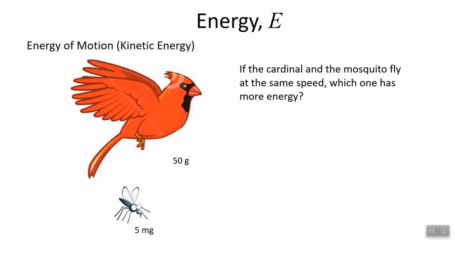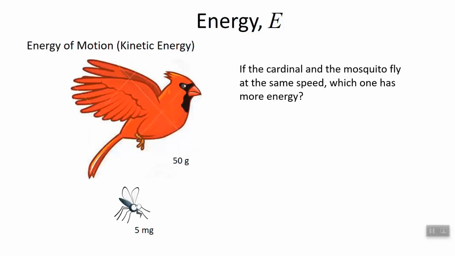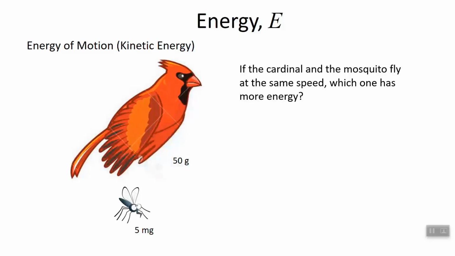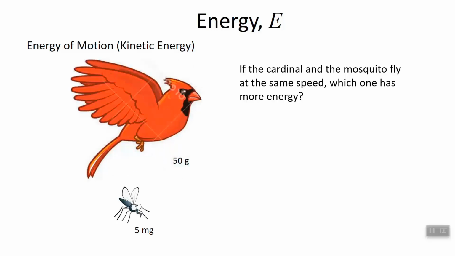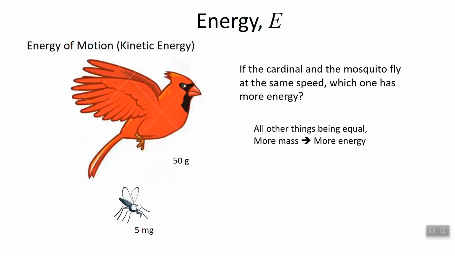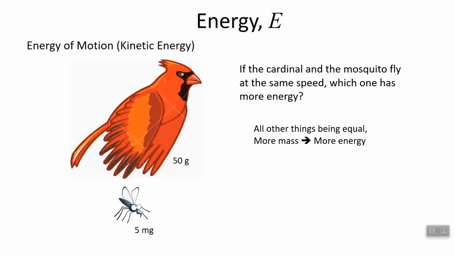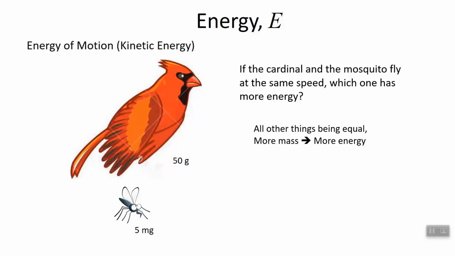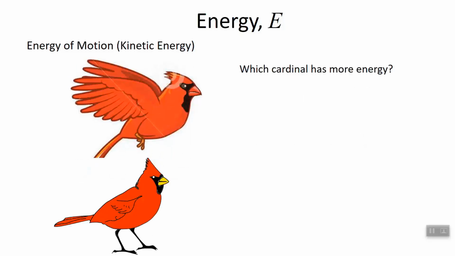I think it's a reasonable argument that the cardinal has more energy of motion. It's going to take a lot more energy to keep it flying, and it's going to do a lot more damage if it crashes into you. It's going to hurt more. All other things being equal, basically meaning the speed being equal, more mass means more energy. If I have two things going at the same speed, but one of them is more massive, it also has more energy of motion, also known as kinetic energy.